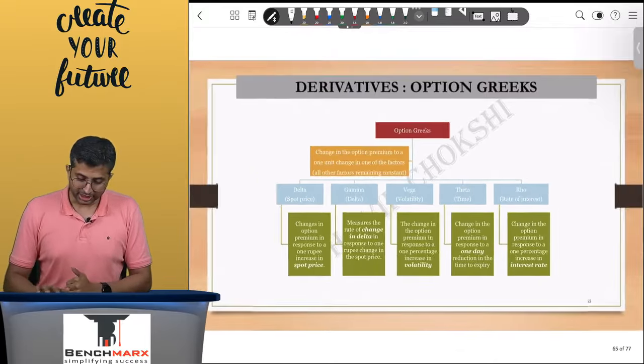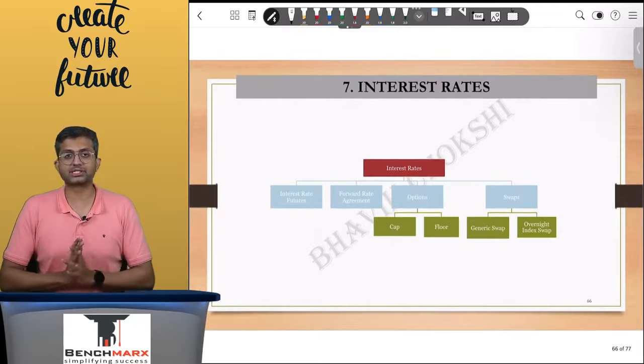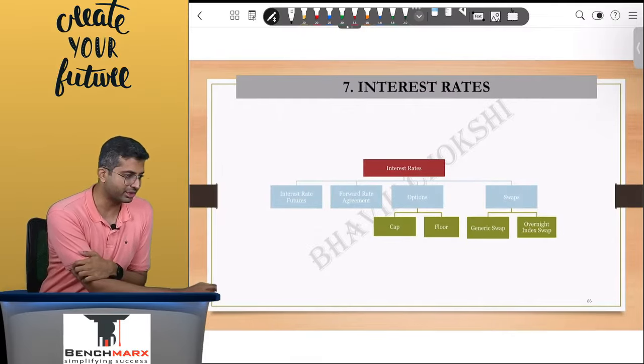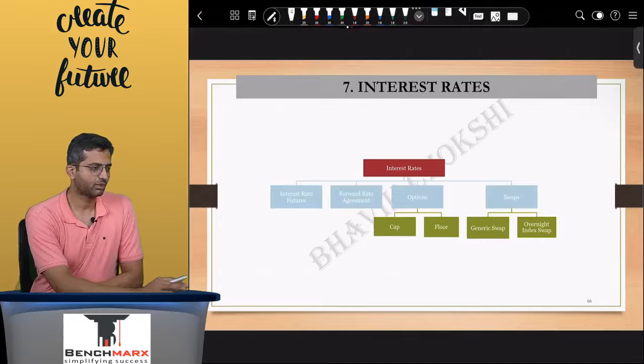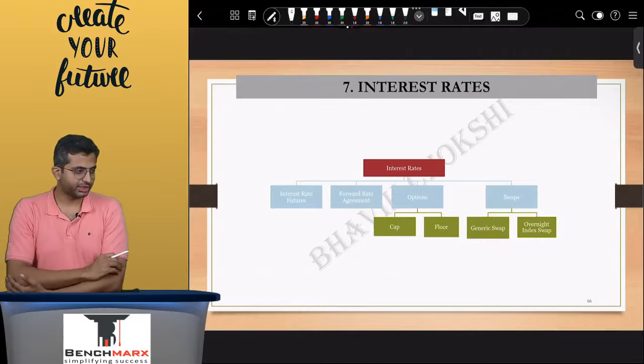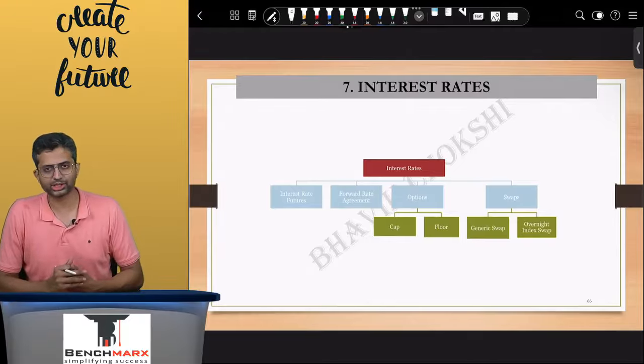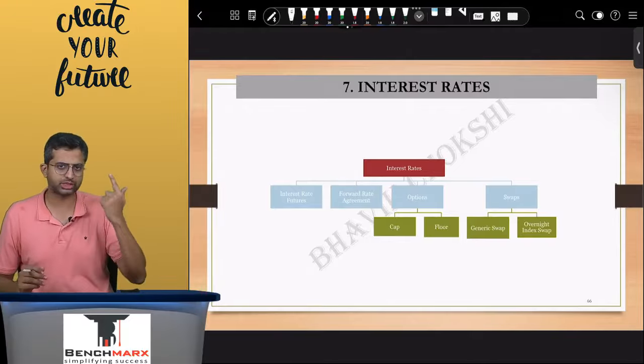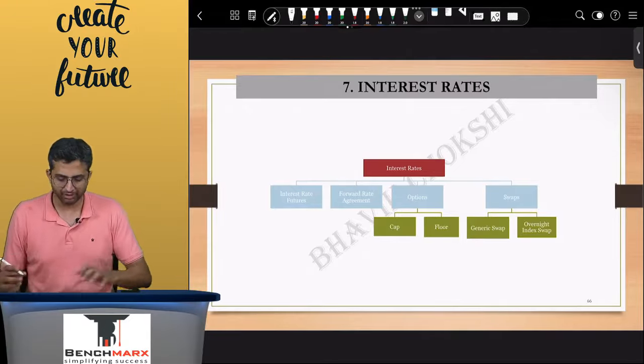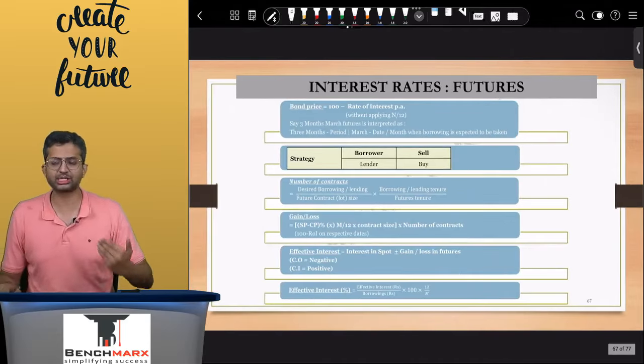Okay, so that takes care of derivatives. The next chapter is on interest rates. In interest rates also you have the 4 standard products for derivatives: futures, forwards, options and swaps. However, when we look at each of these products, there is some speciality.